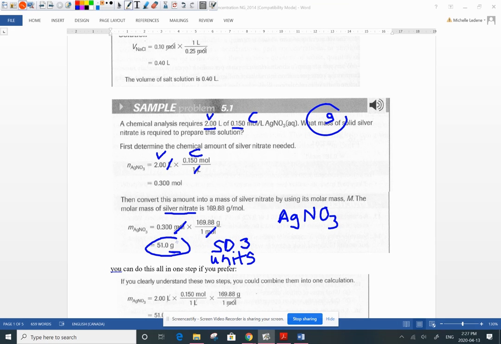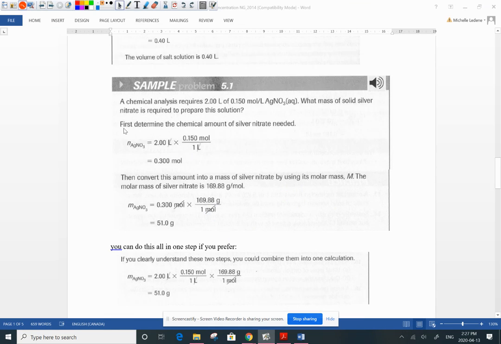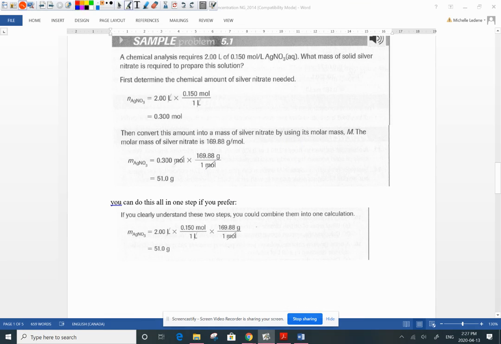So this is leading us into some solution stoich, right? If you want, you can do this all in one step. You started with liters and you had your volume, and the liters cancel by putting the concentration liters on the bottom. I'm multiplying them together. Now I have moles. I'm going to cancel out moles. I put moles on bottom. And what am I left with? Well, I'm left with grams.